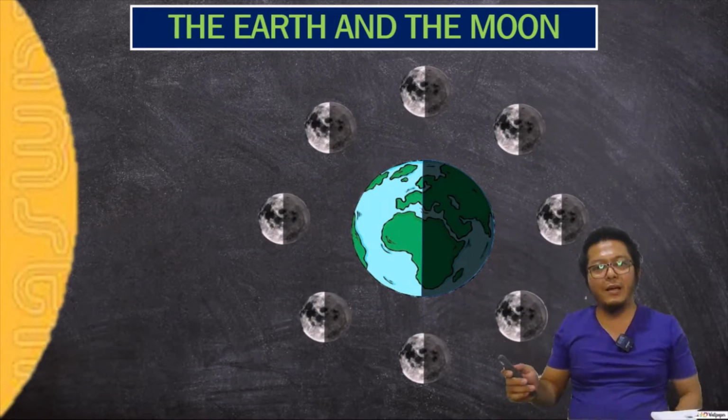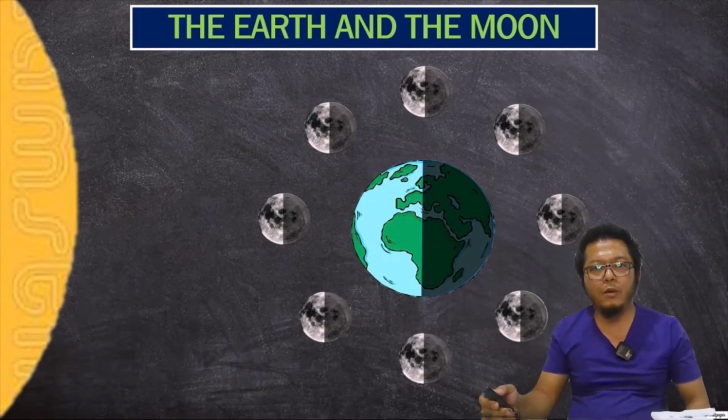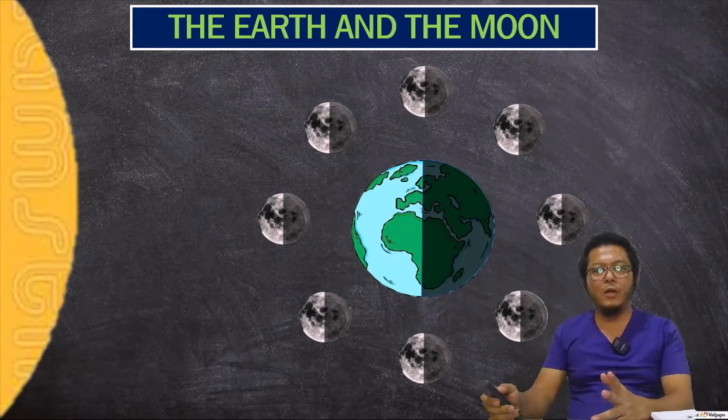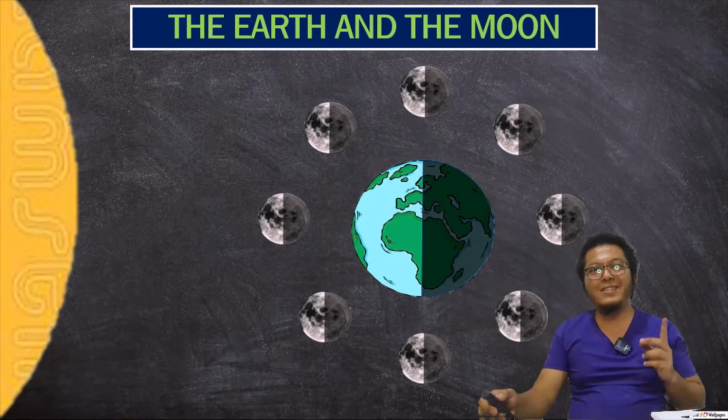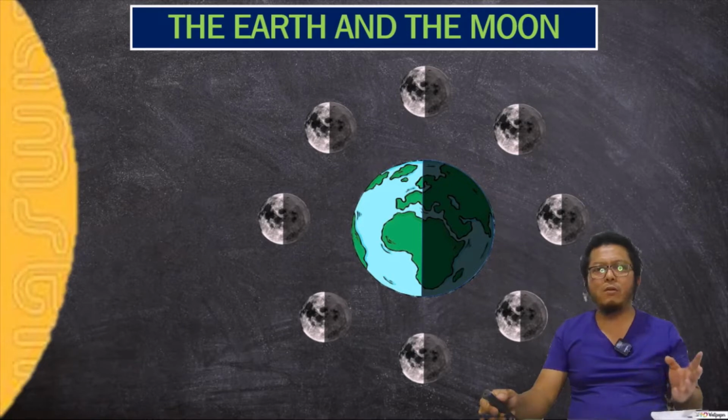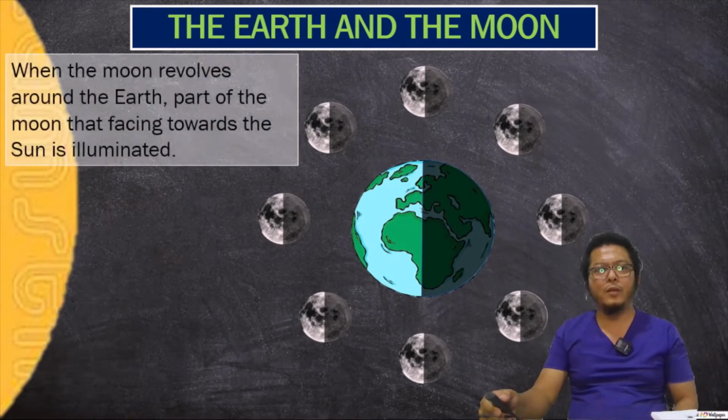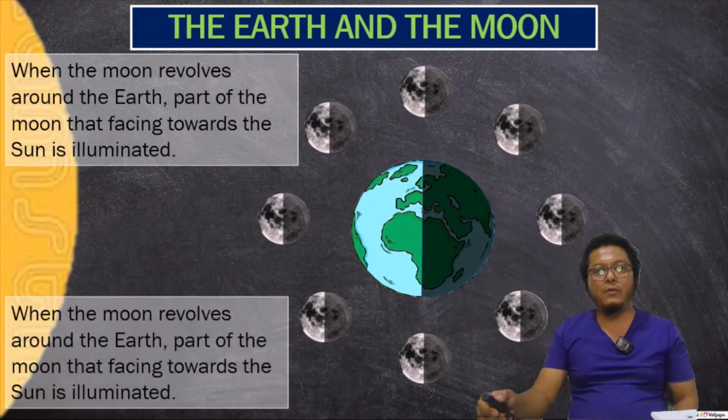Now, this is an example of the position of the moon. So we know from the picture that the moon is always round. But why do we see it sometimes round, but sometimes not round? Sometimes it's half, sometimes it's just a little part of the moon. So what actually happens? When the moon revolves around the earth, the part of the moon facing towards the sun is illuminated or lighted. The part of the moon facing away from the sun is dark.